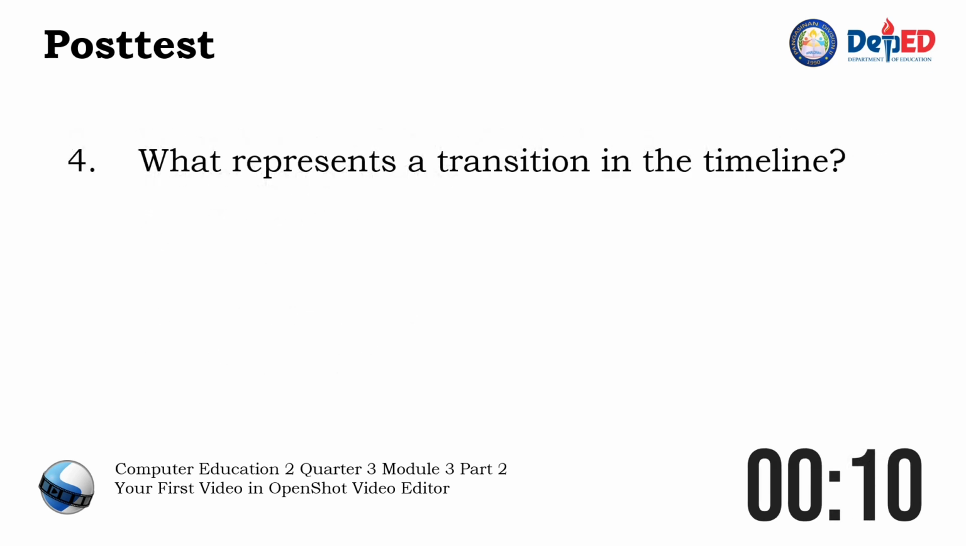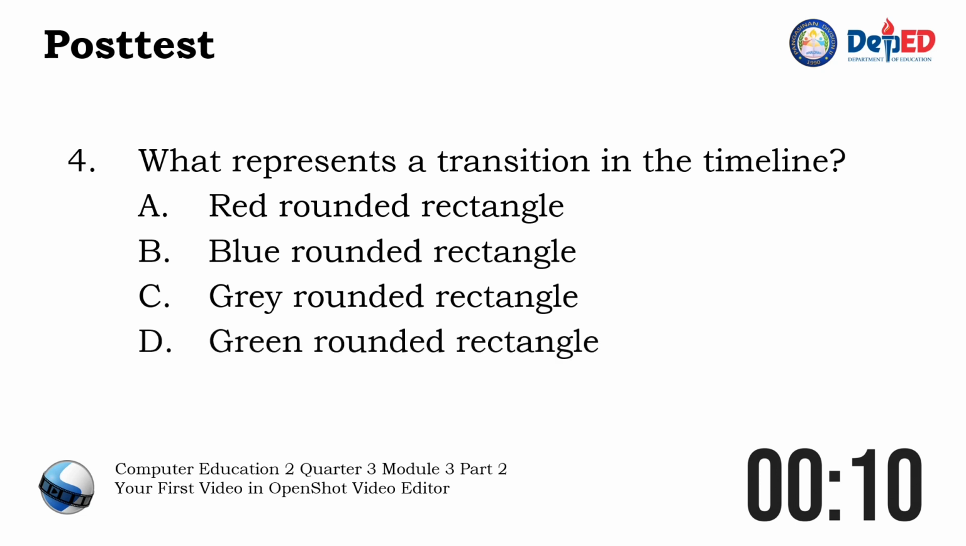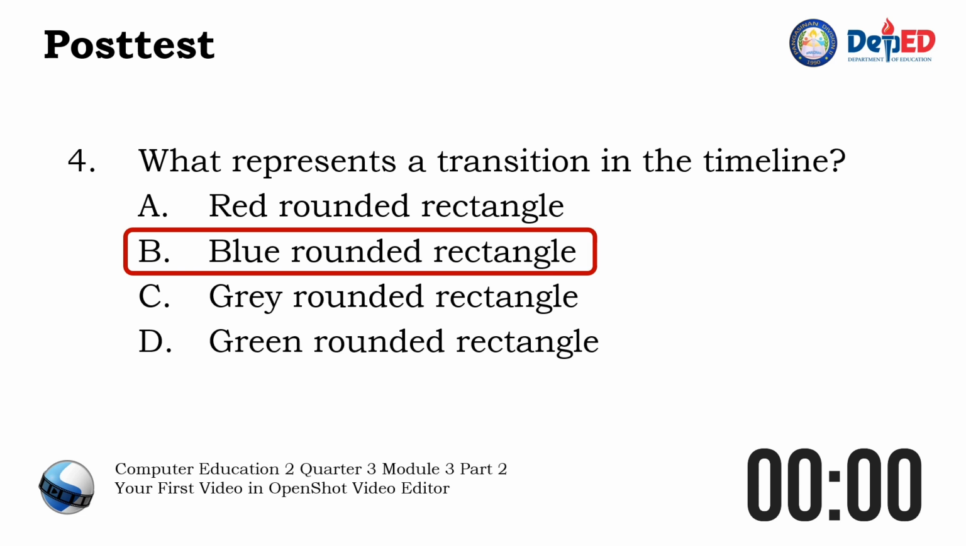4. What represents a transition in the timeline? A. Red rounded rectangle. B. Blue rounded rectangle. C. Gray rounded rectangle. D. Green rounded rectangle. If your answer is B, then you are correct.